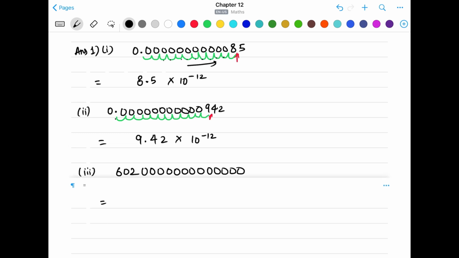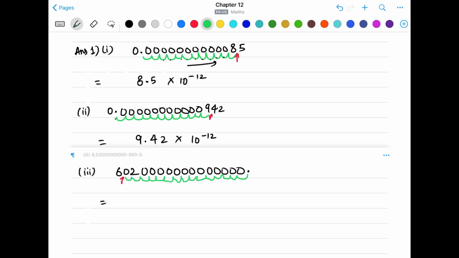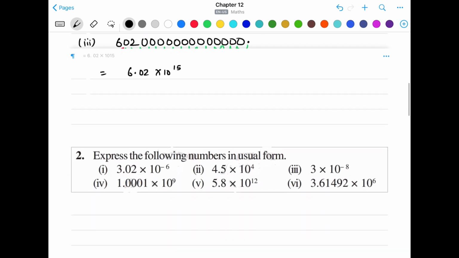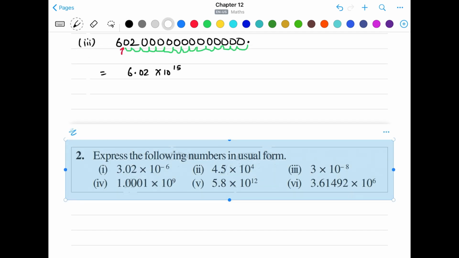In order to convert this into the standard form, we have the decimal here at the end, and we're going to shift the decimal right after the first number. Let's count the number of places it will be shifted. That is from here, 1, 2, 3, 4, 5, 6, 7, 8, 9, 10, 11, 12, 13, 14 and 15. So this will be 6.02 times 10 raised to power 15. This time we are moving the decimal from the right hand side toward the left, so the power of exponent will be a positive number. Okay, let's create some space now.